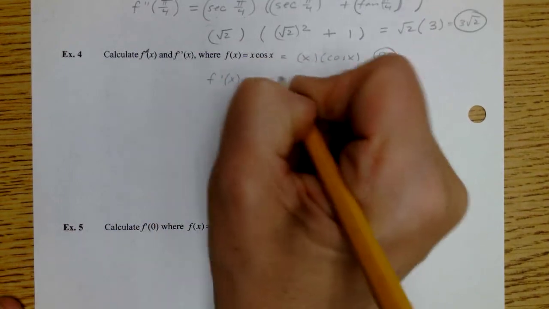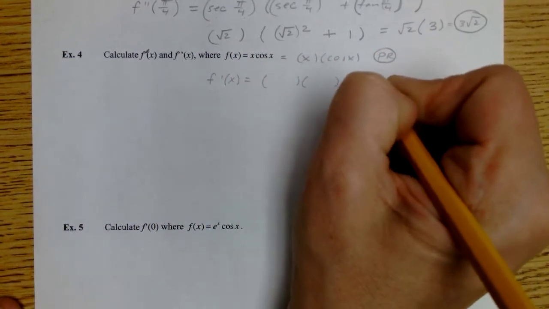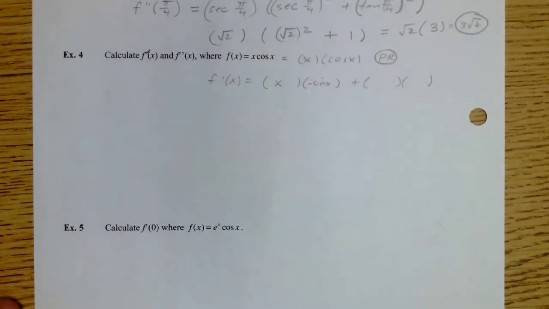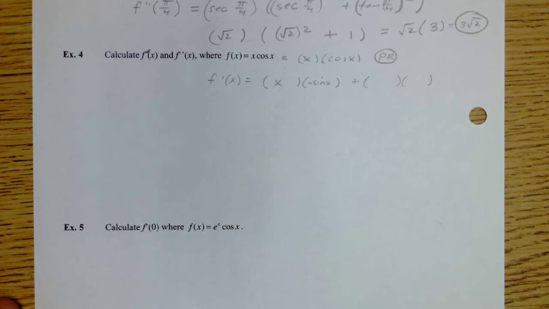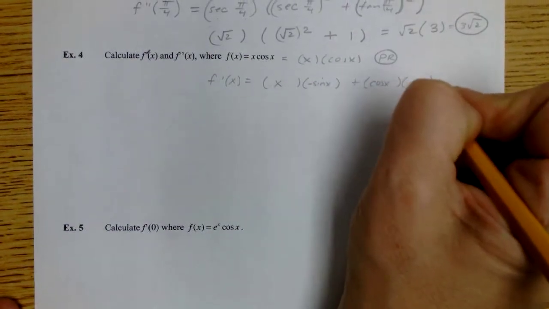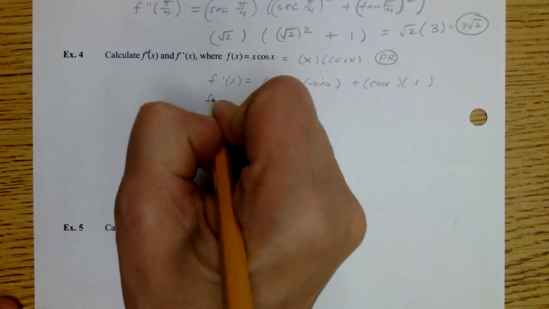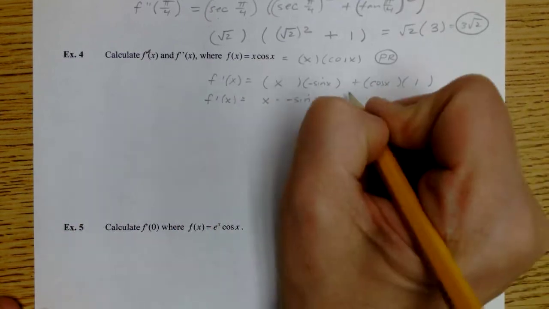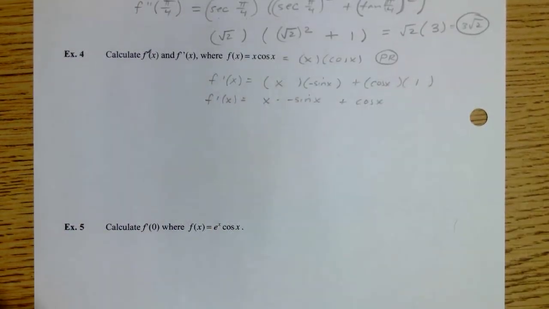So f prime of x, product rule, please think of setup. X times negative sine x, the derivative of cosine is negative sine, plus cosine x times 1. Let's clean it up a little bit so it's a little nicer to work with. X times negative sine x plus just cosine x. Accomplished my first task. I found f prime of x. I have no squareds in there. I don't have anything I can simplify or make any easier.